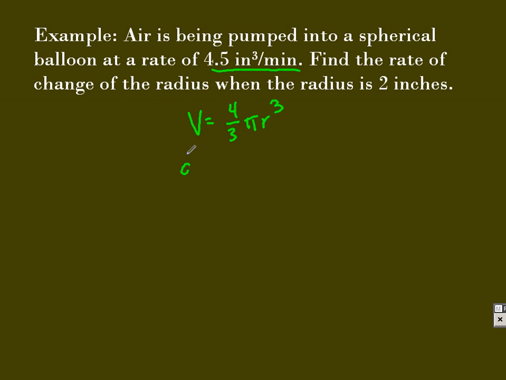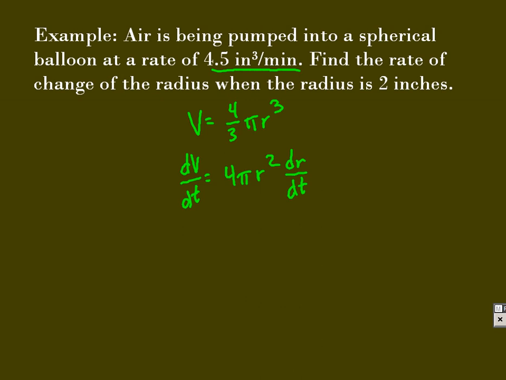Next thing is to do implicit differentiation. So with respect to time, dV/dt is going to equal, when we do this, we multiply by 3 and have r squared left, so I'll have 4 pi, that's a number that just stays up front, r squared dr/dt. Has to be dr/dt because we're doing it with respect to time.